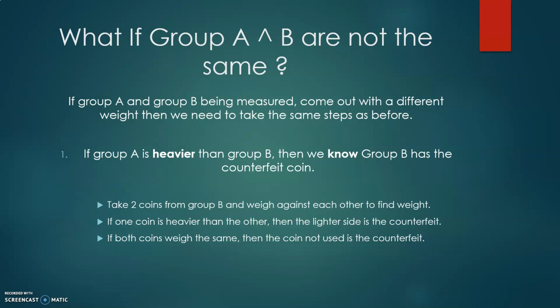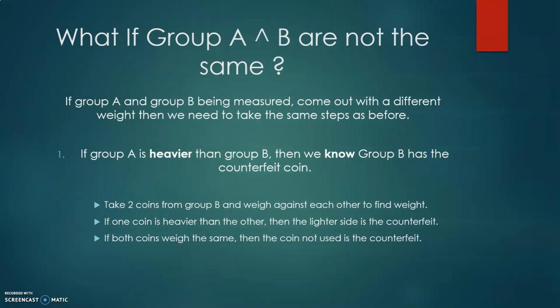So if we measured Group A and Group B, and they came out with different weights, say Group A is heavier than Group B, then we know for a fact that Group B has the counterfeit coin because it is lighter than Group A, because A is heavier. So we do the exact same thing we did with the last one. We take 2 coins from Group B and weigh them against each other. If 1 coin is heavier than the other on this scale, then the lighter side is going to be the one with the counterfeit. But if both coins weigh the exact same, then the coin that we took off originally from Group B is going to be the counterfeit.